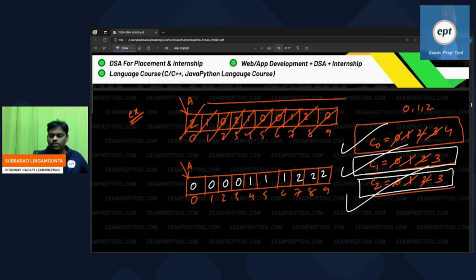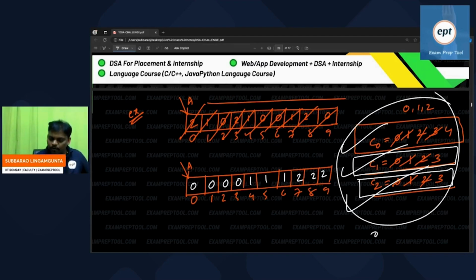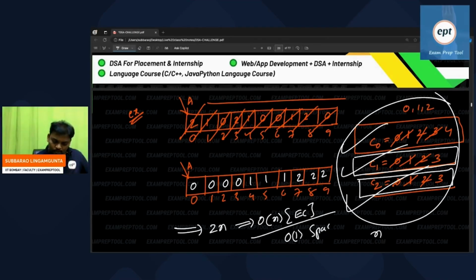Over. These three loops combined take one more n. Totally 2 scans, 2n time, so order of n in every case. The interesting thing is you are not taking one more array. Within the array you are managing, so order of one space, because the same array can be adjusted.